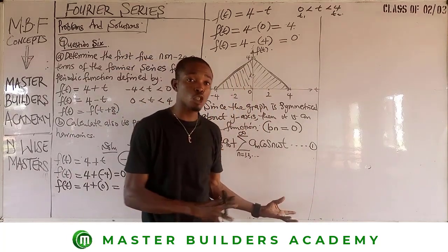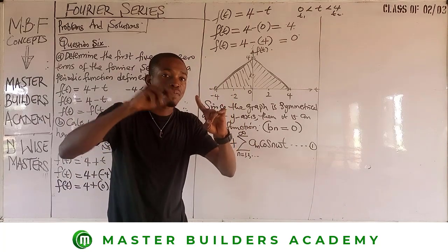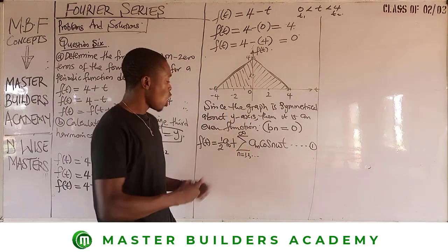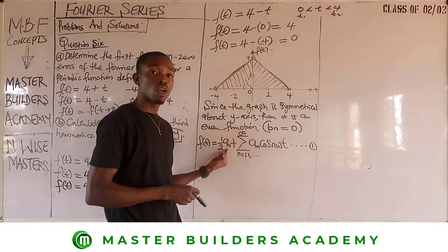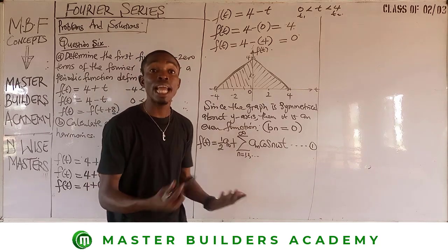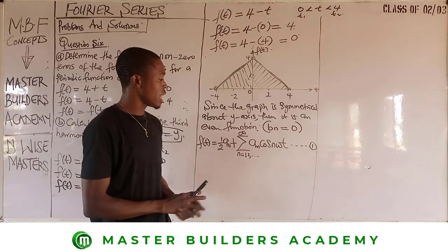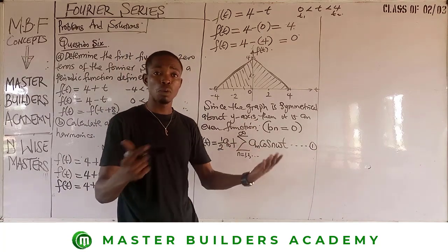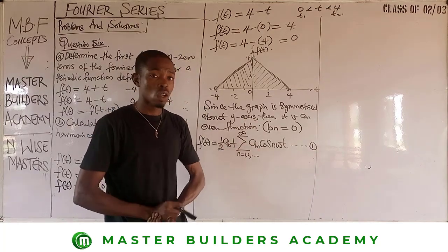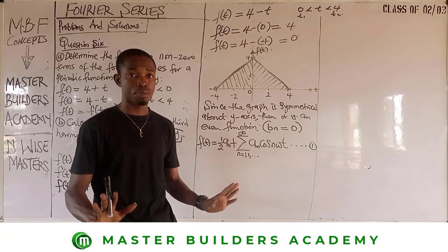So this is the equation we will use to solve this problem. To obtain the first 5 non-zero values, all we need to do is get the value of a naught and a n. To find the value of a naught and a n, we begin to substitute. From there, we'll get the first 5 non-zero values. Is this not simple? Very simple.